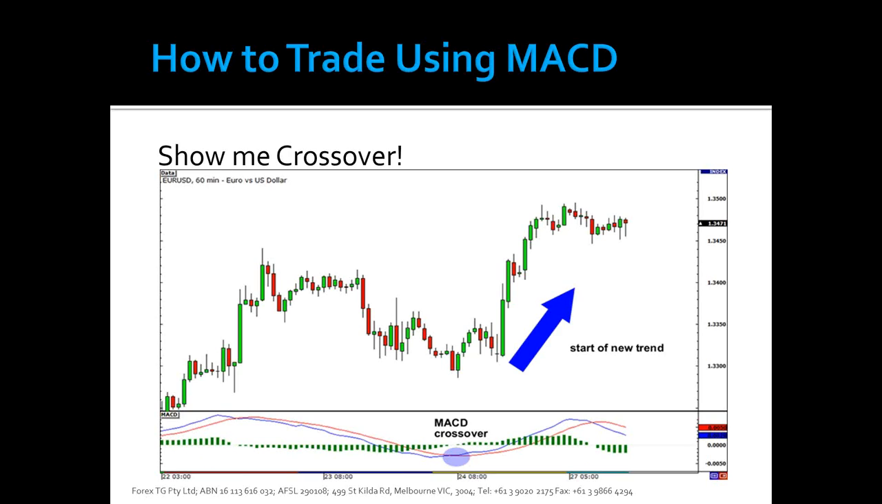Now this is a Euro USD 1 hour chart. In the chart that you're seeing, the fast line crossed above the slow line while the histogram disappeared. As you can see, the histogram's disappeared. Where the blue highlighted is, there's actually no green dot there. So the histogram's disappeared, which is showing us an upward trend. Now, imagine if you went into this trade, you would have gained almost about 200 pips.